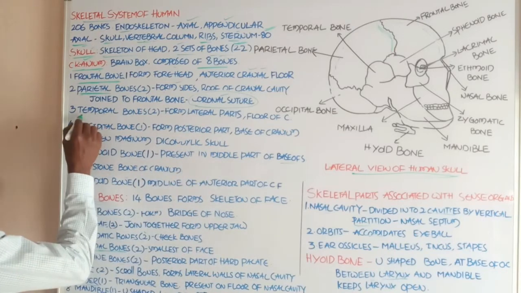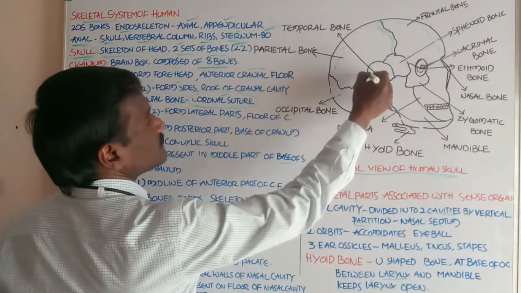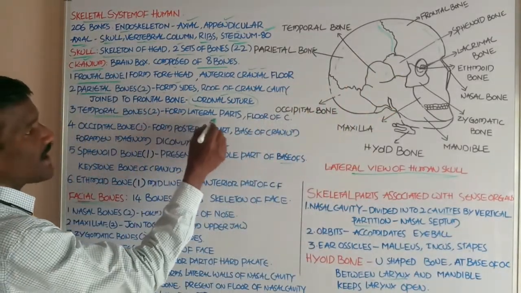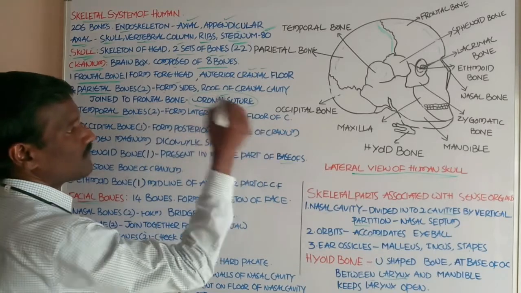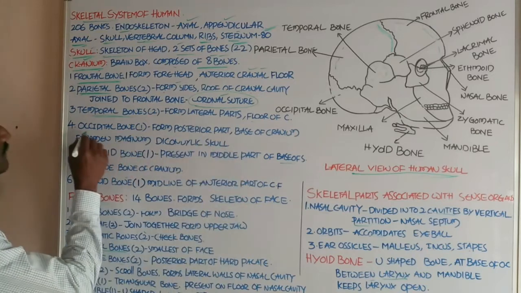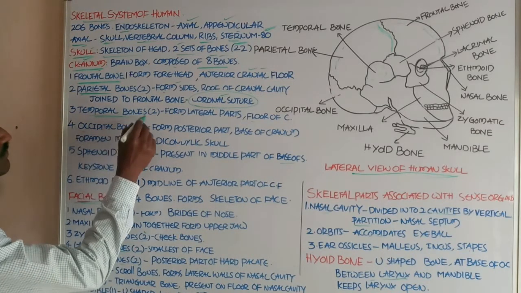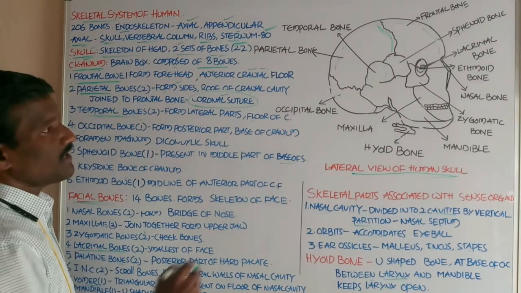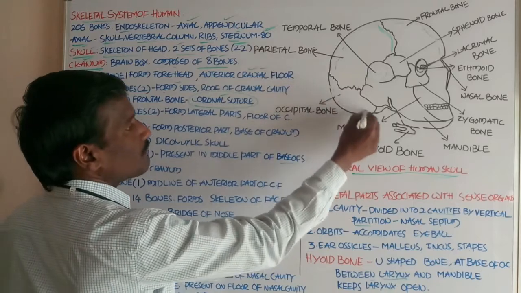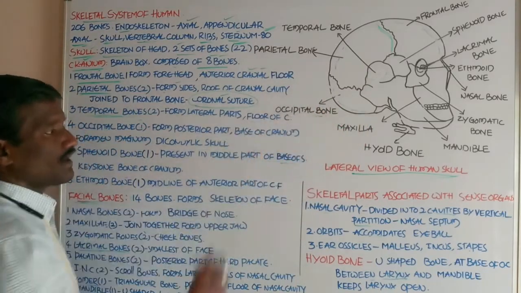Next, the third one is the temporal bones. These are 2 in number and form the lateral parts and floor of the cranium. Next, the fourth one is the occipital bone, 1 in number. The occipital bone forms the posterior part and the base of the cranium.